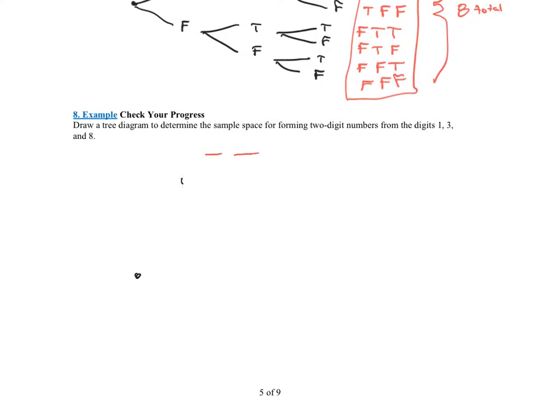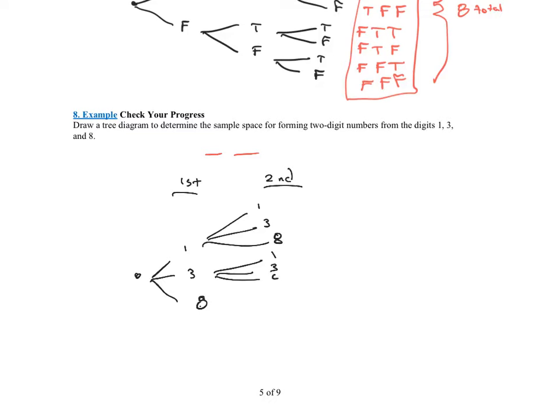You can look at it as what's your first digit choice, and then what's your second digit choice. So when I make my first choice for my first digit, I could have picked a 1, a 3, or an 8. And then, regardless of what I picked for my first digit, I could have picked a 1, 3, or an 8 for that second digit. So let me fill those in now.